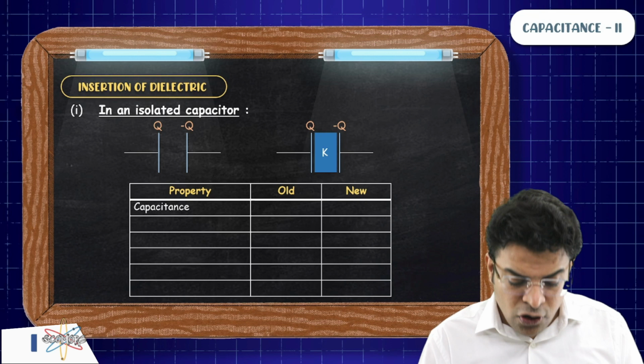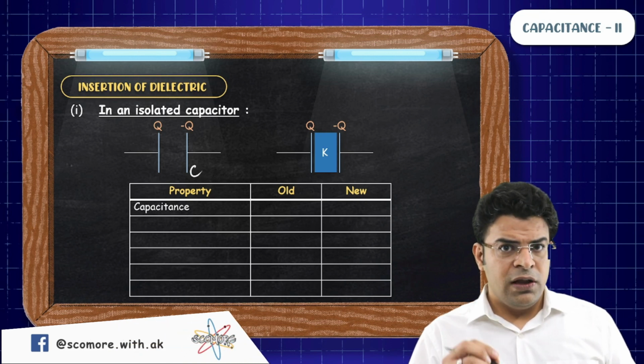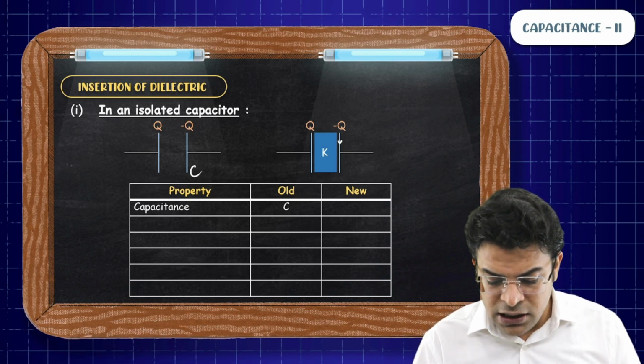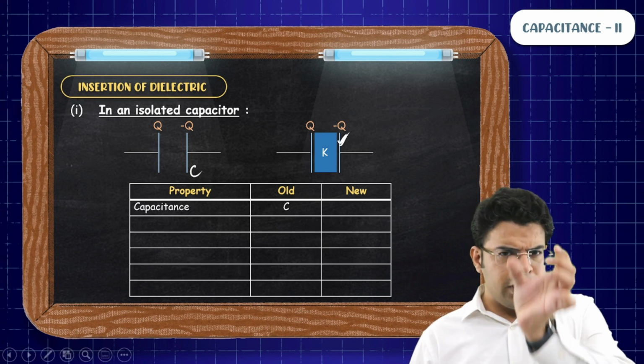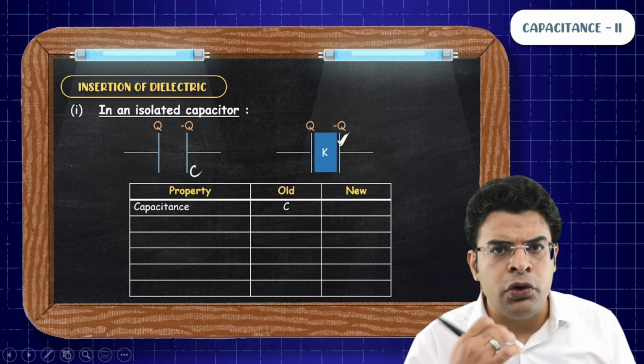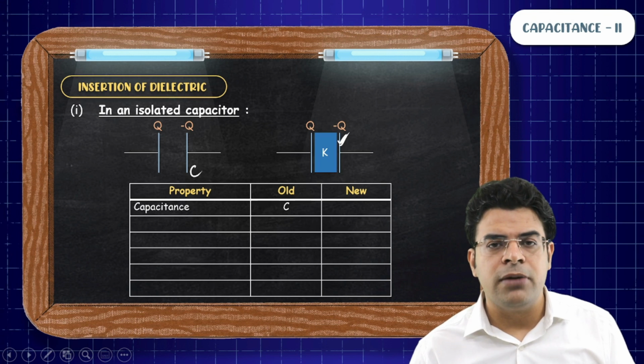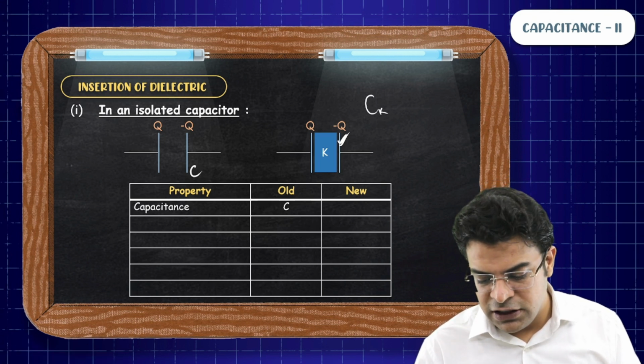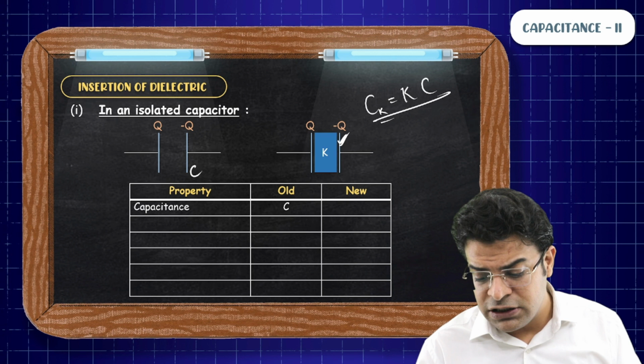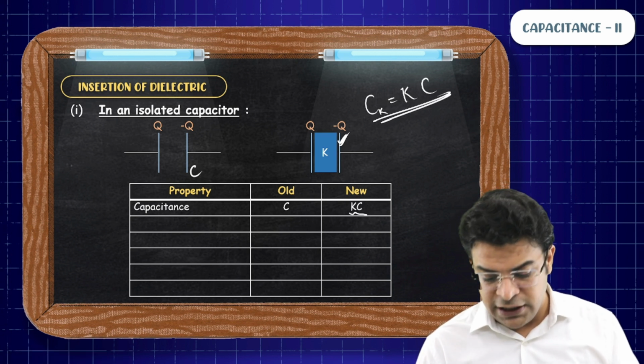If the original capacitance was C, then after insertion of the dielectric to completely fill up the space, what will be the new capacitance? Sir, capacitance becomes K times. The capacitance with the dielectric equals K times the capacitance without dielectric. So capacitance becomes K times.